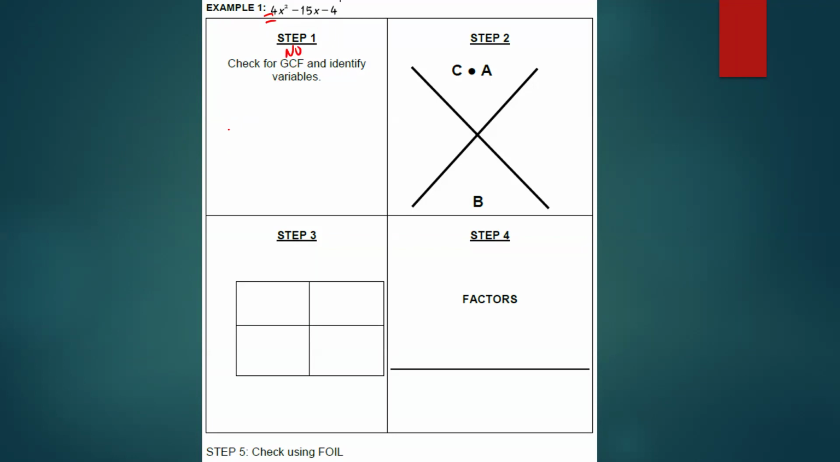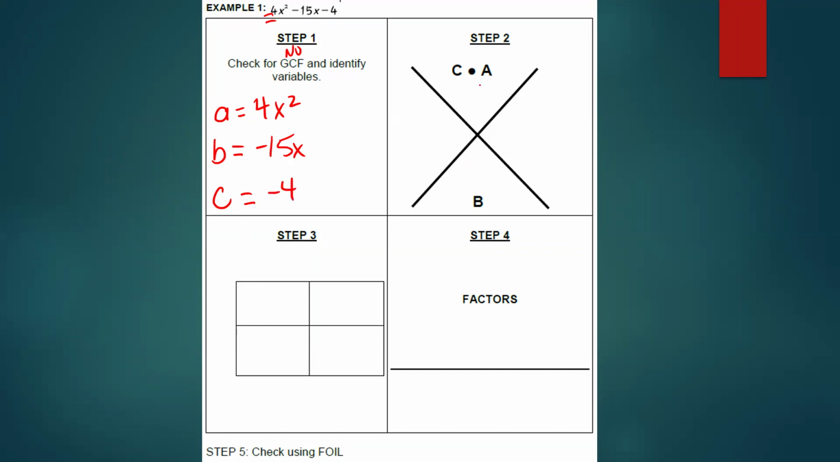Next, you're going to identify your terms. Your A term is always going to be with your x squared, so that's going to be 4x squared. Your B term is always going to be your single x, so our B here is negative 15x. And your C is always your constant, the number that has no variable, which is negative 4.